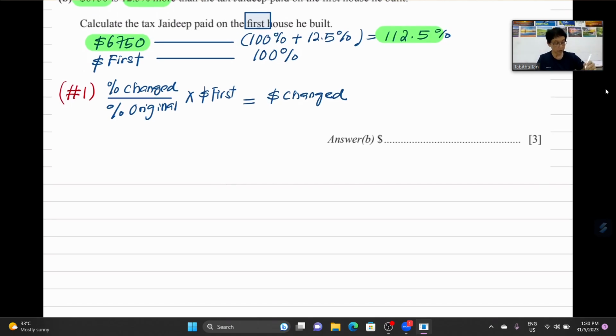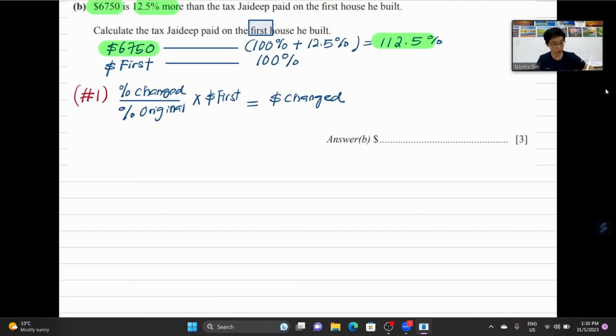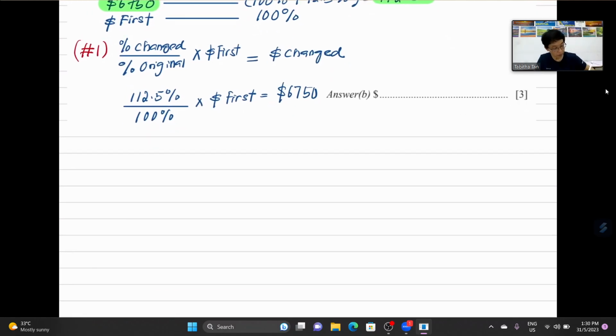Okay, so now putting in the information given by this question, the change percentage will be 112.5% over 100%, multiplied by the tax that he paid for the first house, which will equal 6750. Okay, so this is the basic starting point, and now you want to find the original.